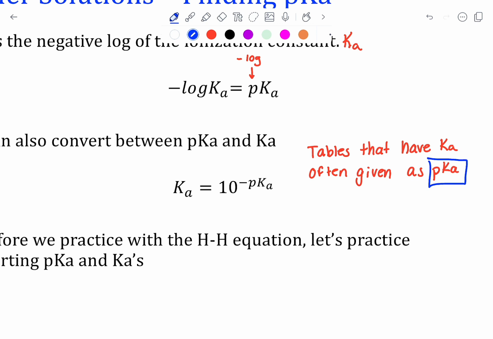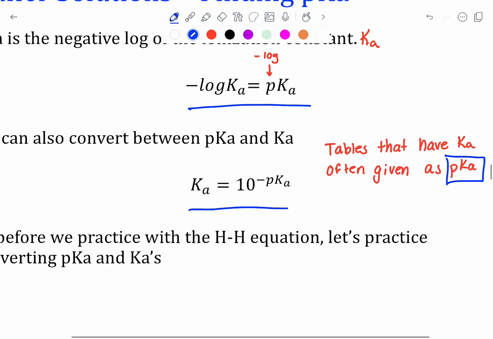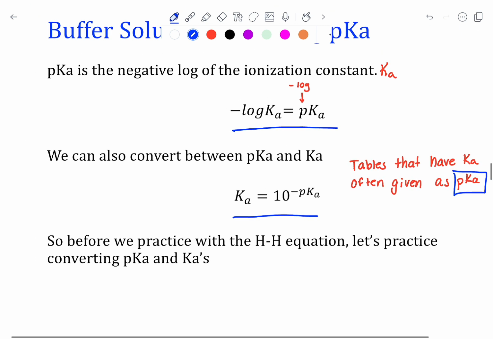If you're given Ka and you need a pKa, you're going to use our first equation here. If you're given pKa and you need to find Ka, you're going to use our second equation here. These conversions are the same thing we saw with pH and pOH, because that P just means negative log, so we can use these to convert between the two. So before we practice more with our Henderson-Hasselbalch equation and really learn how to use that with our buffer solutions, let's just practice converting our pKa's and our Ka's for when we have to do these types of problems.